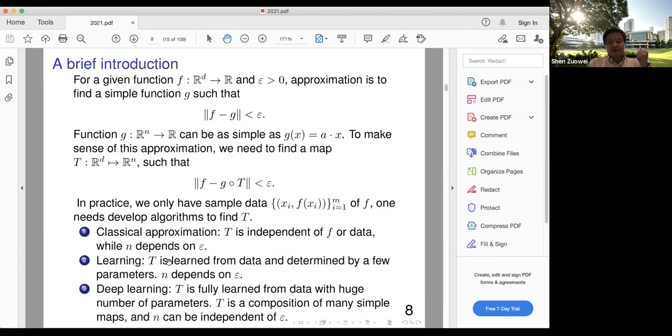That's the classical learning. In deep learning, you completely open up T, but also further decompose T into many, many layers and completely parameterize it, and learn this T.